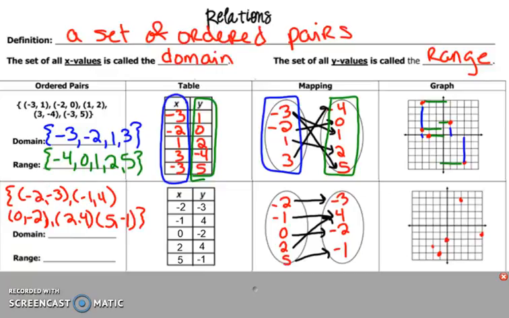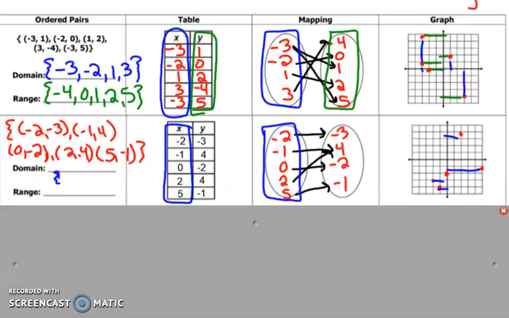Now that we have all our different types, let's talk about domain and range. Again, domain is just your x values, and it doesn't matter which one you pull it from. Just make sure it is all the x values, and they are in increasing order. So, in this case, I have -2, -1, 0, 2, and 5.